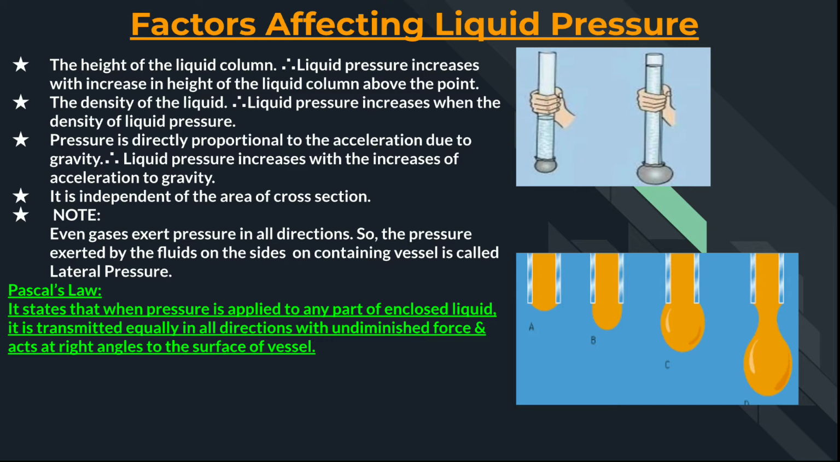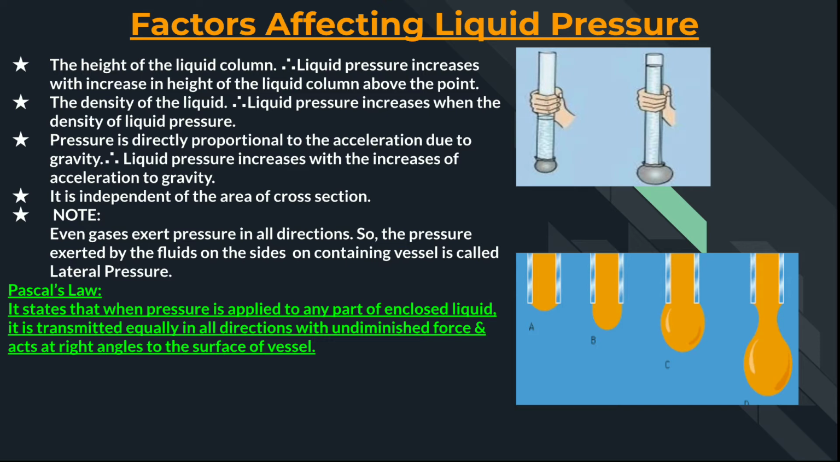The another factor which affects the liquid pressure is the density of the liquid. Again we take two test tubes whose both the ends are open, and in both the tubes we attach a deflated balloon. Now in one of the tubes we pour some water, and in the other tube we pour a concentrated sugar solution. So that will be more dense than water.